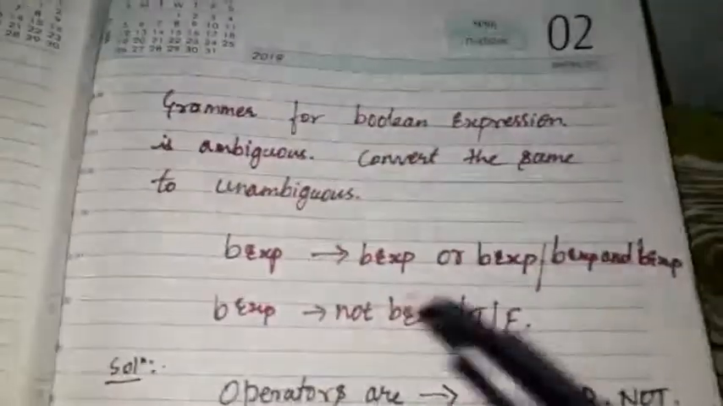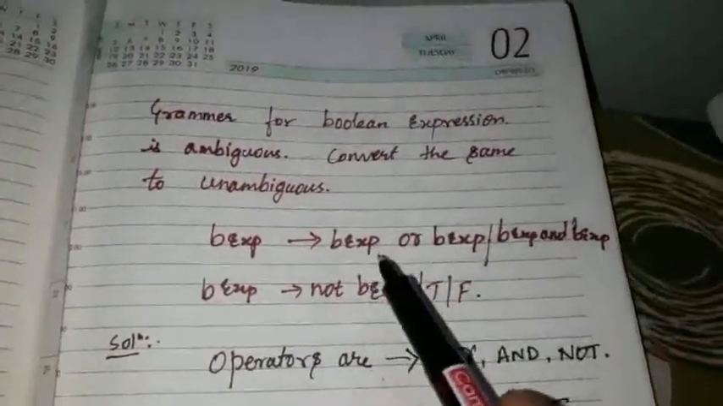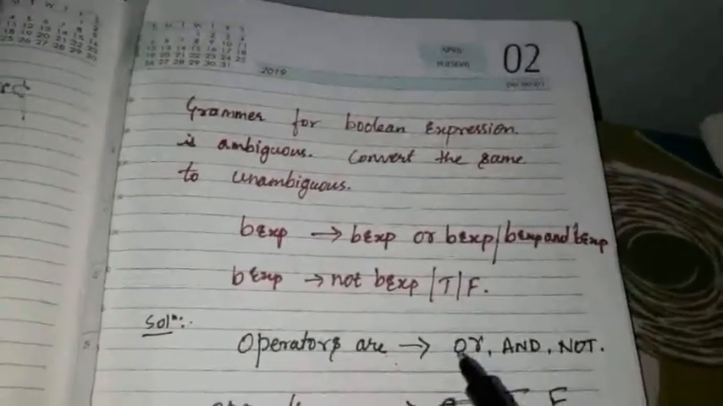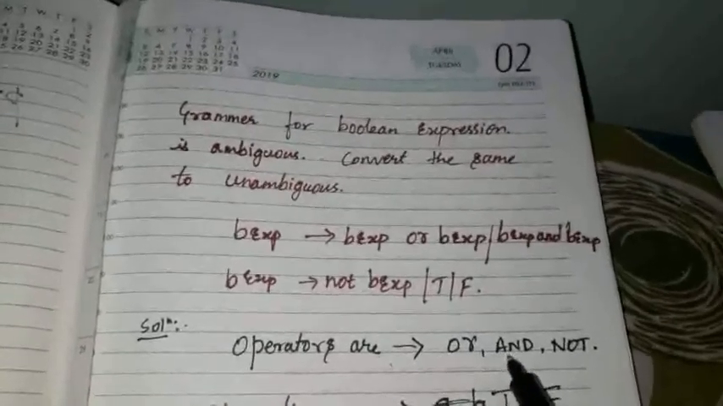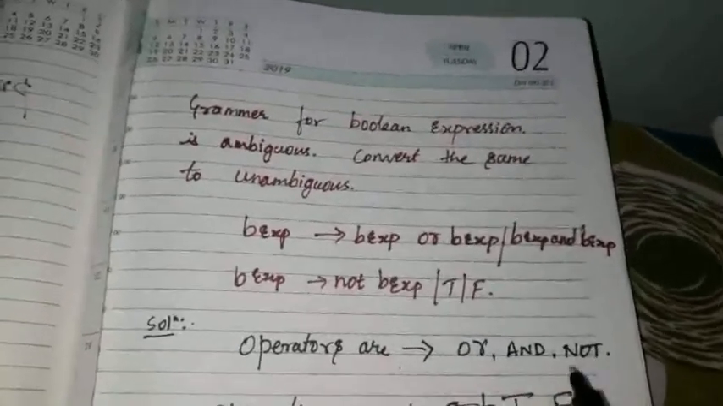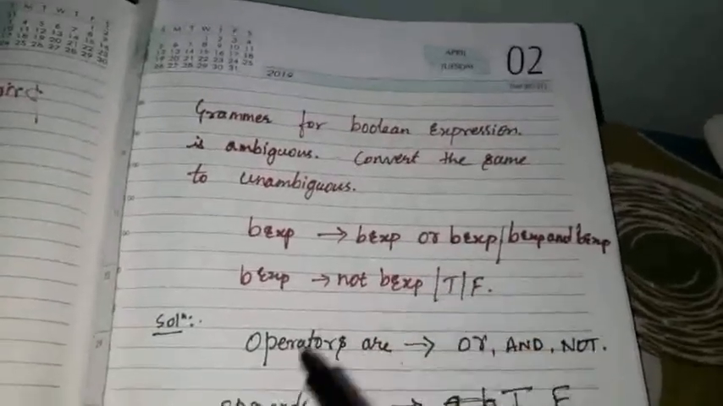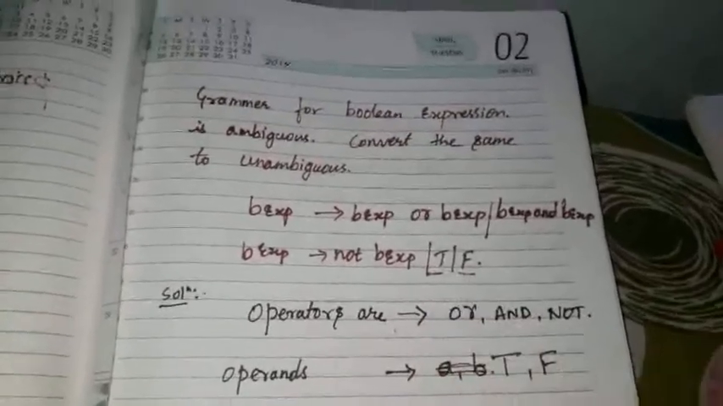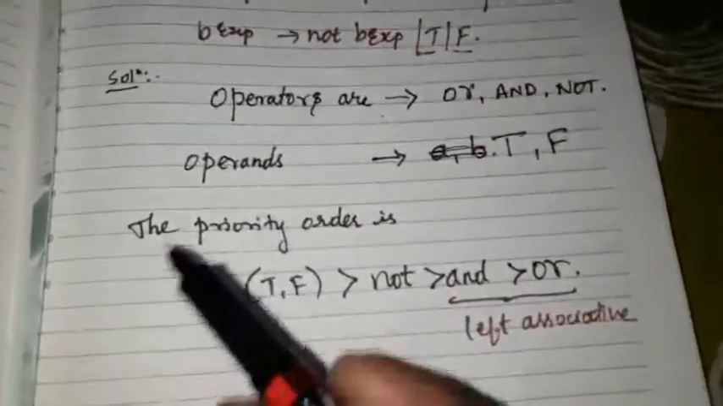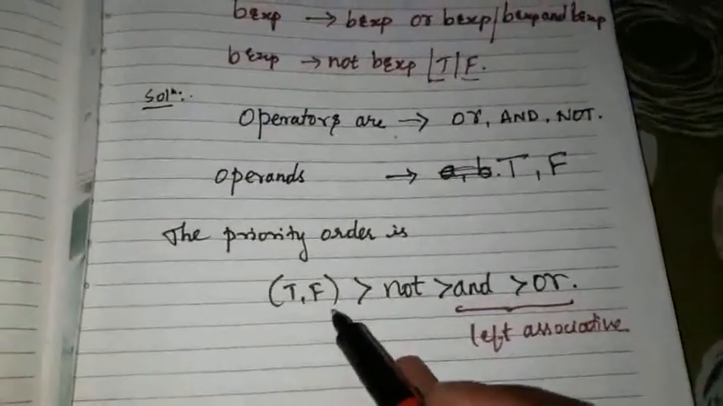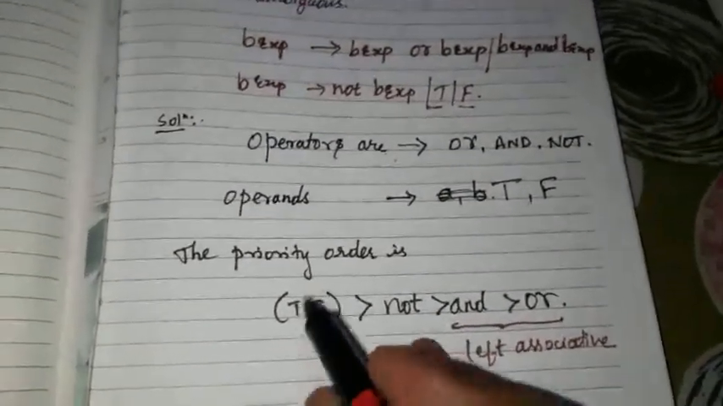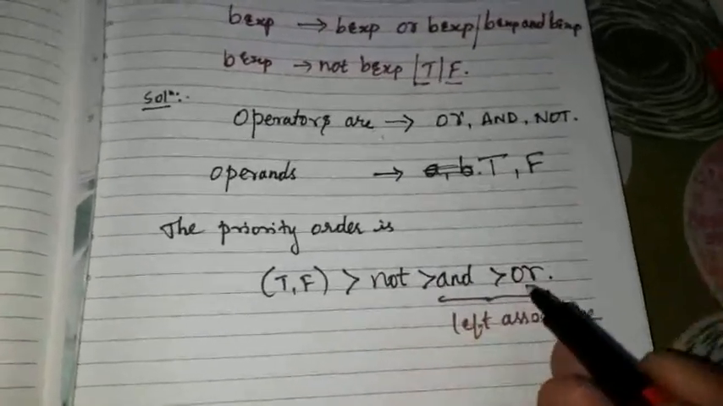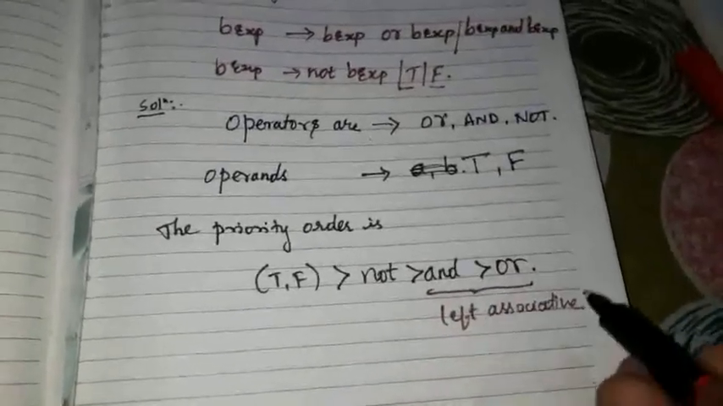Okay. So now in this Boolean expression, what are the operators we have? We have or, we have and, we have not. So or, and, not are the three operators. What are the variables or operands we have in it? The operands are true or false. So the priority order will be like this. True or false has more priority than not. Not has more priority than and, and and has more priority than or. So the last two we will consider as left associative.